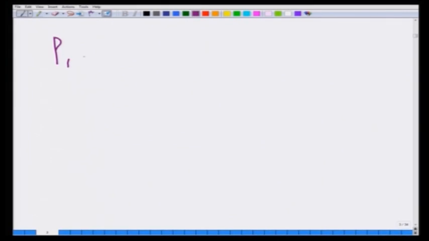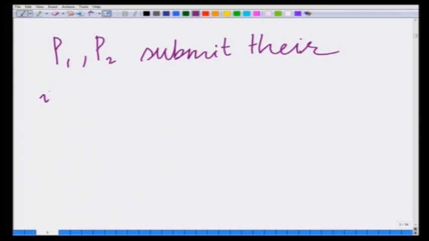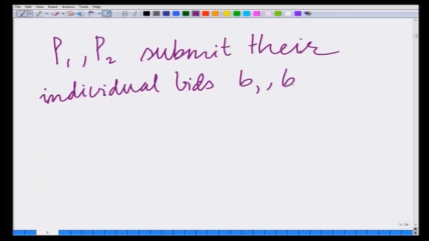Both these players submit their bids for the object being auctioned. Let us say their bids are B1 and B2. So, players P1 and P2 submit their individual bids B1 and B2 respectively for the object being auctioned.